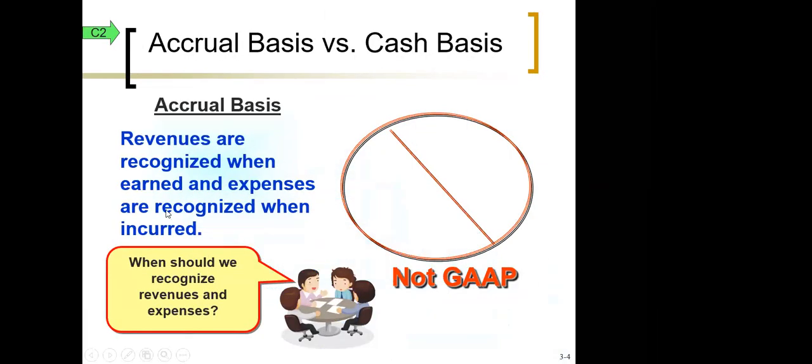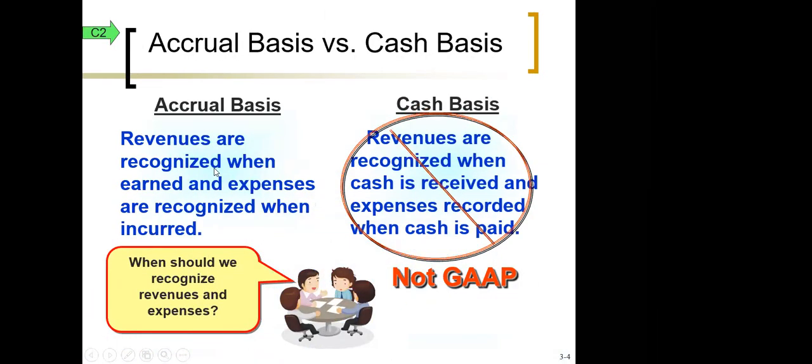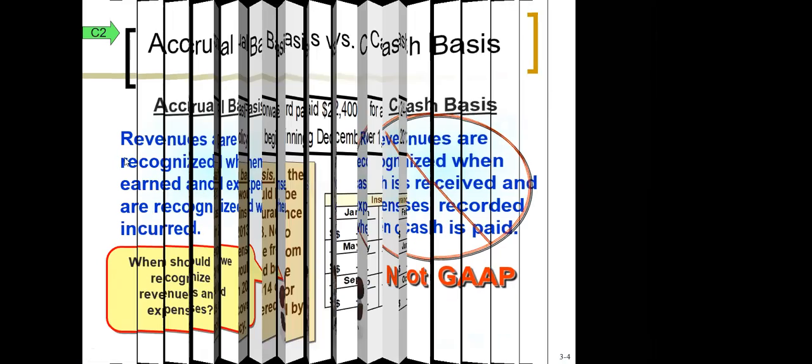Okay, so we know we're going to be doing accrual. We're not going to do cash. Cash basis is not acceptable according to GAAP. We're doing accrual basis, which means revenue recognized when earned and expenses are recognized when incurred. So we want to check that all the expenses for the month of December are in. We want to check that all the revenue we earned were billed. So we sent an invoice.